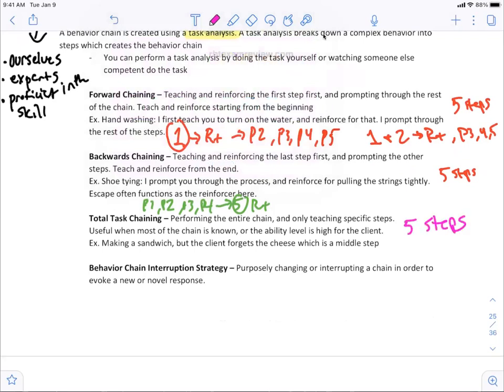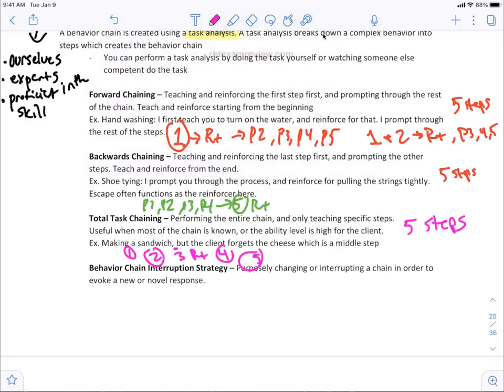We might have them do 1, 2, 3. Okay, reinforce. 4, 5. We're teaching that whole chain. Okay, and only teaching specific steps like the 3. Okay, this is when the client already has most of the steps in their repertoire. They know how to do the skill. They just need to strengthen the behavior.